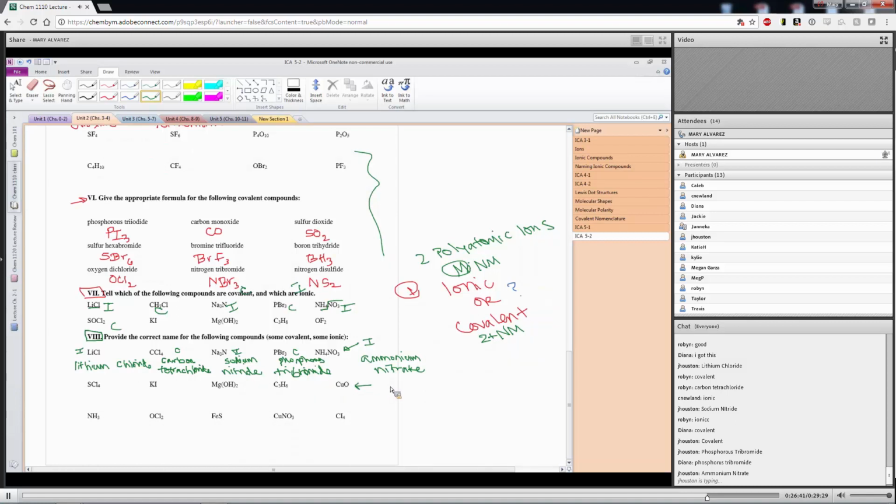CuO, ionic or covalent? Ionic, with a question mark. Anybody else? Robin agrees. Ionic. Why ionic? Because Cu is a metal. Okay. Excellent. How would I name that according to our ionic nomenclature rules?